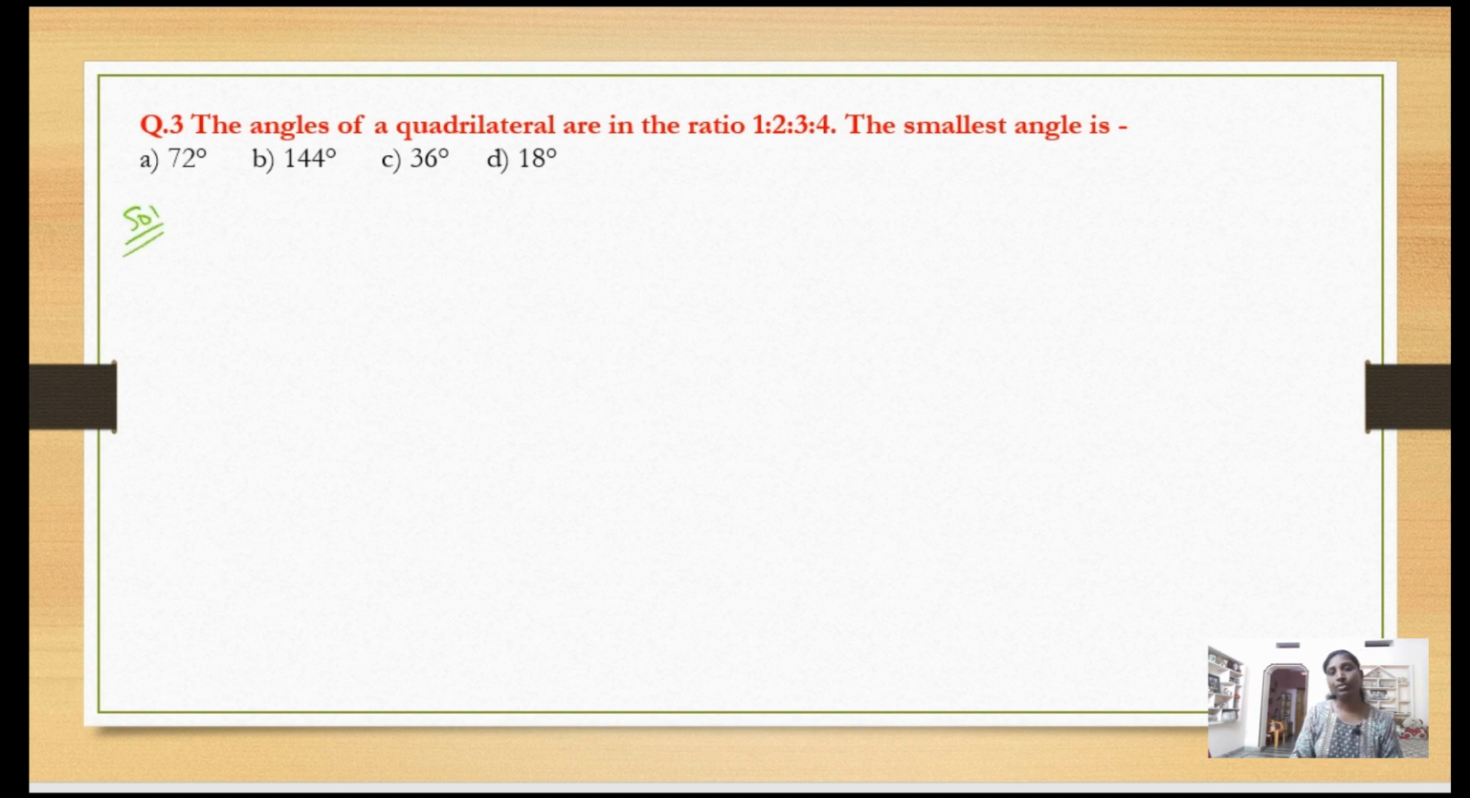So ratio of the 4 angles is given. So let the angles are... So when we know the ratio, how is it written? We have to take a variable and multiply it to each number. It means let the angles are 1 into x, which is x, 2 into x, 2x, then 3x and 4x. These are the angles of a quadrilateral.